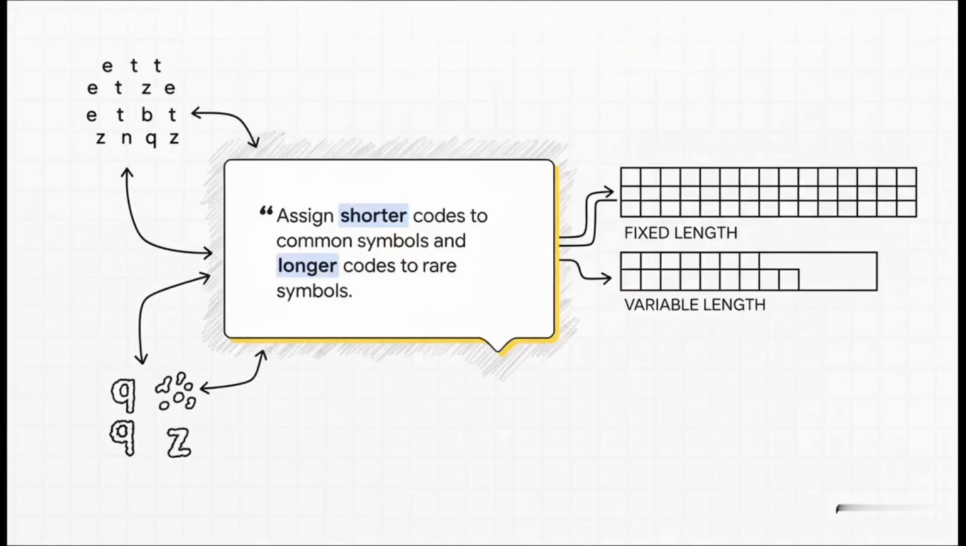See, before Huffman, things like the ASCII code gave every single character the exact same amount of space. An E took up the same number of bits as a Z, and Huffman looked at that and thought, well, that's just wasteful.